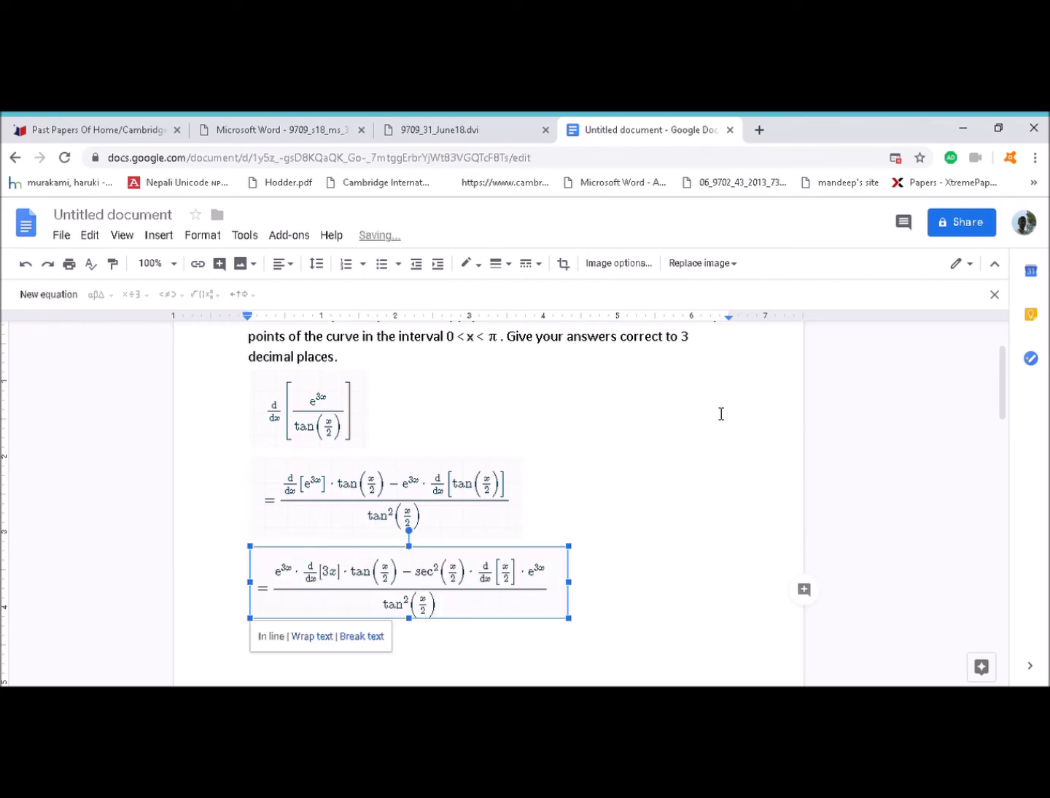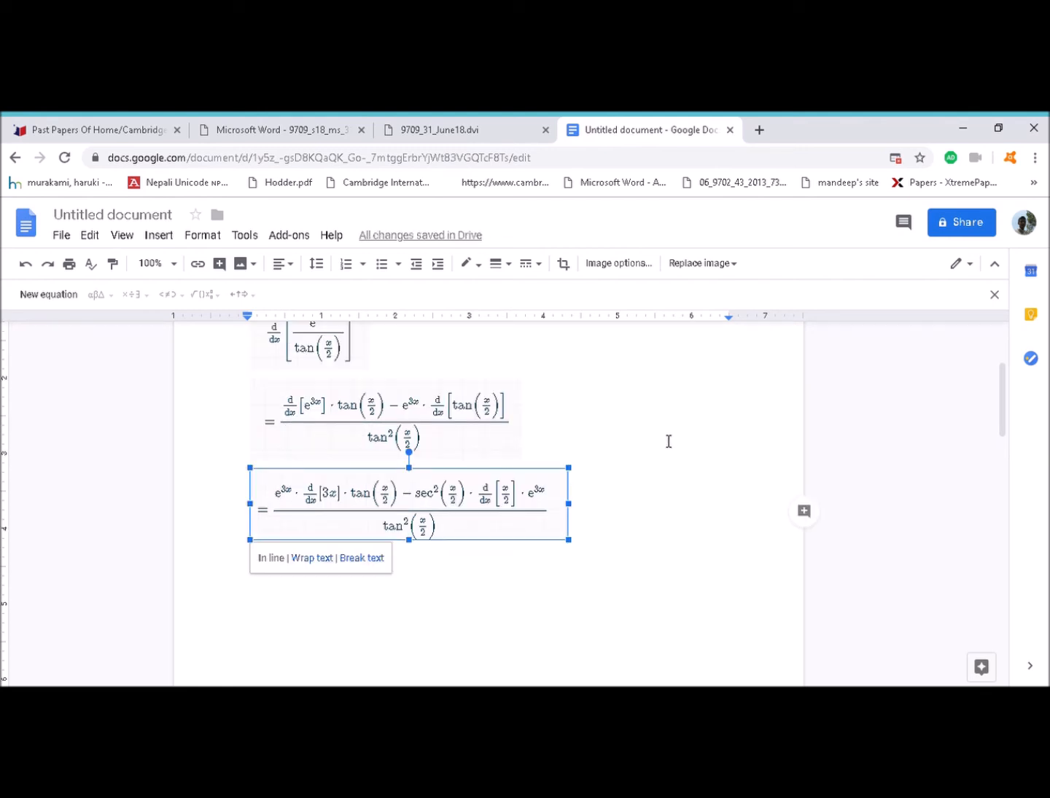Now after this, we differentiate e power 3x, which will be e power 3x times d divided by dx of 3x. We differentiate 3x again, times tan x over 2, minus the derivative of tan x over 2, which will be sec square x over 2, times we differentiate the angle inside it, so d divided by dx of x divided by 2, times e power 3x divided by tan square x over 2.